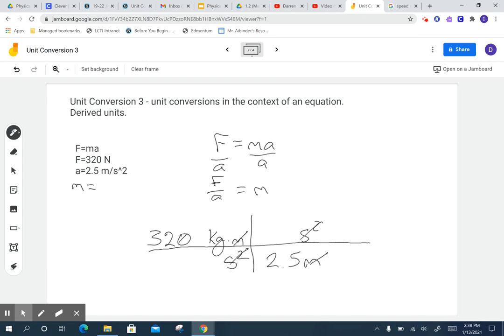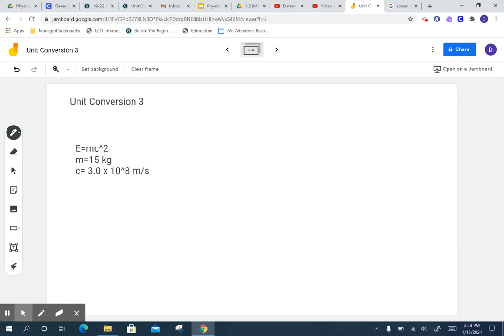So now how many? We've got two significant digits, so we can just go with the 800. So it's going to be 8.0 times 10 to the second kilograms. All right, next one. Different equation, E equals mc squared.